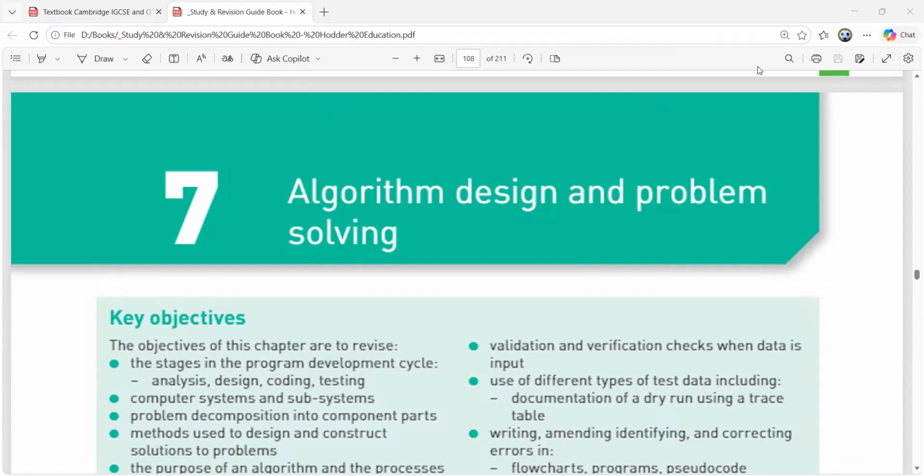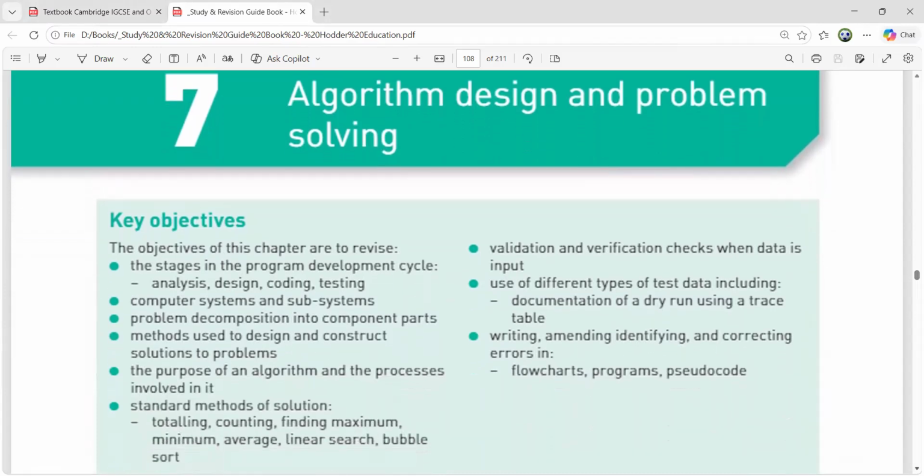Okay, today we are here to discuss one very important chapter for paper 2, that is chapter 7, algorithm design and problem solving. Before we proceed to the chapter, first of all, what we need to know is what are the requirements of the key objectives that we need to study here.